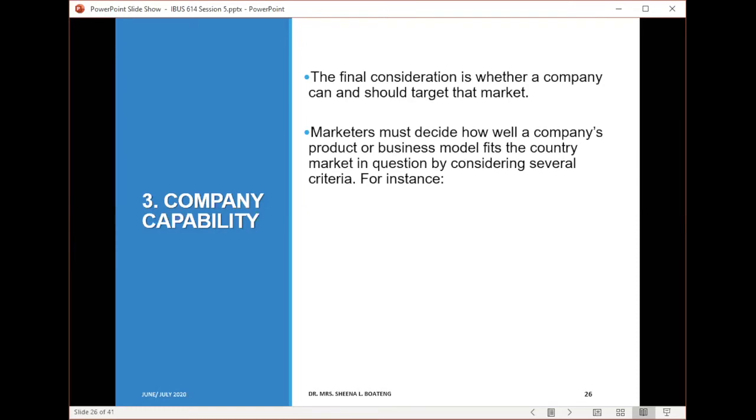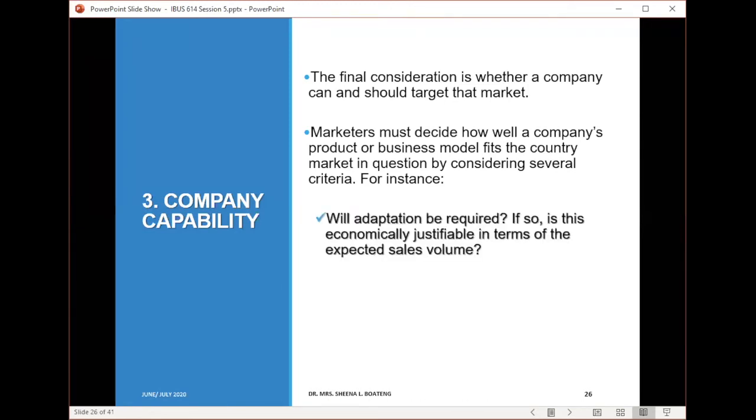You may be able to sell in the short term and still be able to make good profits into the long term. And also the competition is not such that they are going to drown your business, but you will be able to find a way to survive. But it all boils down to your capabilities as a company. And here marketers must decide how well the product that they are serving or the business model that they are currently operating in their domestic market can fit in or survive in the foreign markets that they are going into, based on a number of criteria.